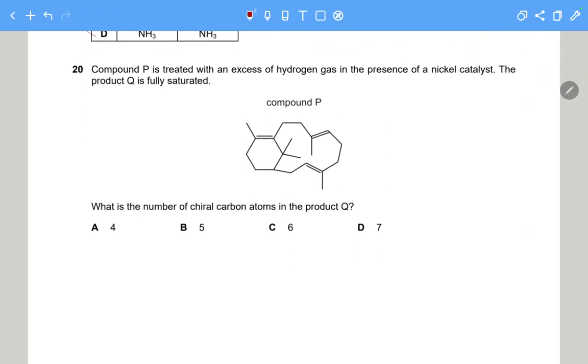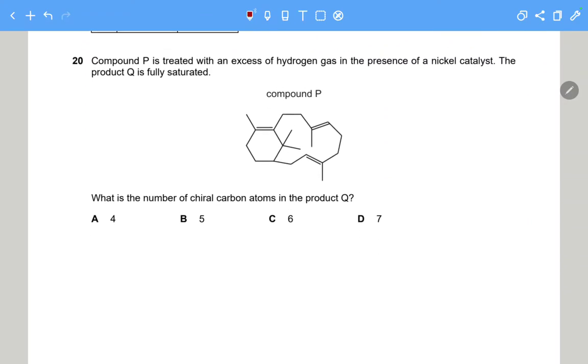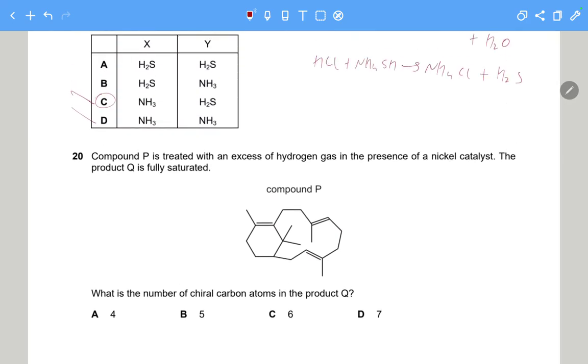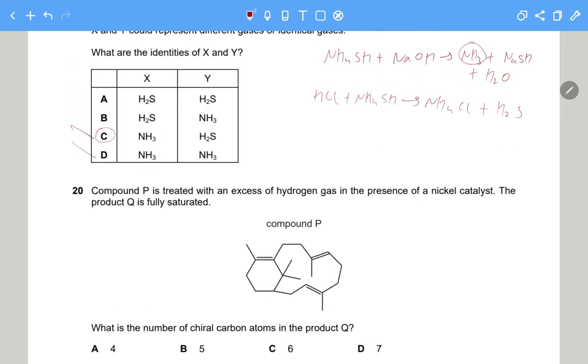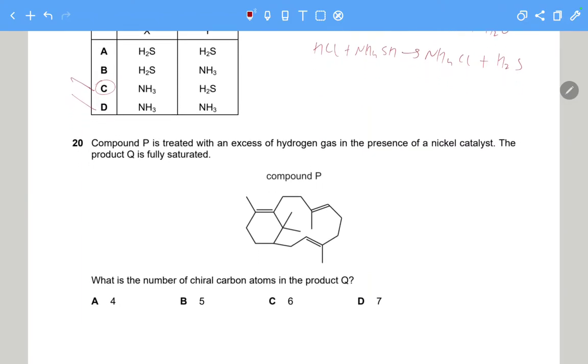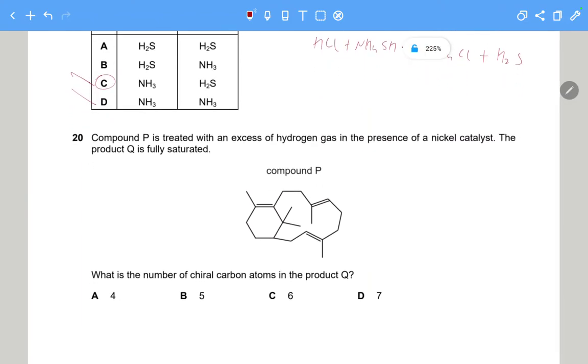Now question 20. Compound P is treated with an excess of hydrogen gas in the presence of a nickel catalyst. The product Q is fully saturated. So we have compound P, hydrogen gas in the presence of nickel catalyst. That means all alkene groups are being hydrogenated. So we draw the compound Q, and then we'll see how many chiral carbon atoms are there in compound Q. So we just draw the same thing, but without the double bonds.